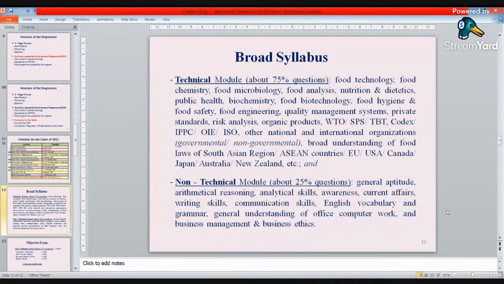In non-technical areas, general aptitude, because we want to see whether you are only glued to your food technology or nutrition program, or are you aware of what is happening around you in the world. Do you know about films? Do you know about sports personalities? Do you know about political personalities globally? Currencies, flags, capitals, these are normal things.